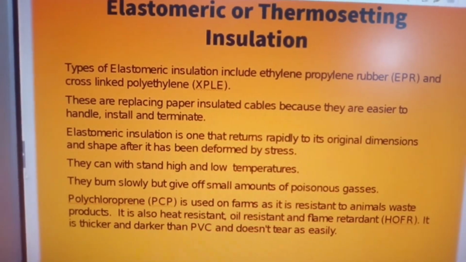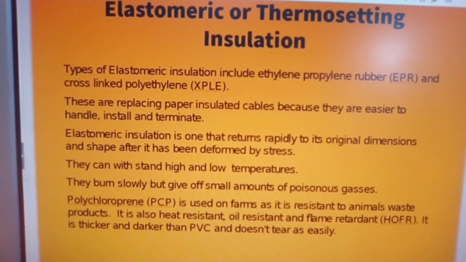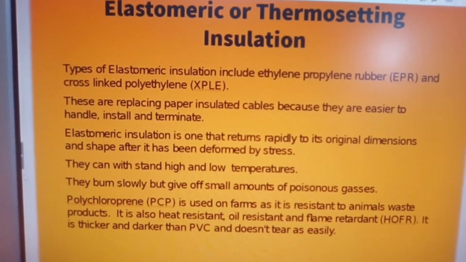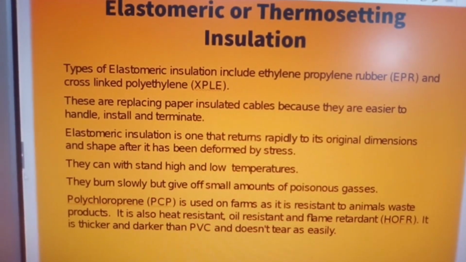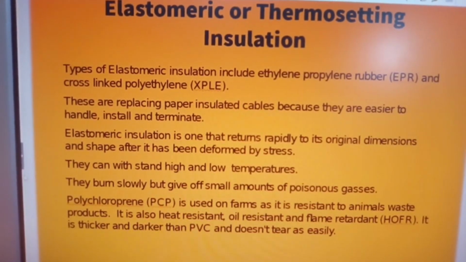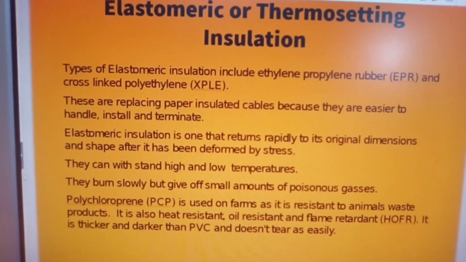So elastomeric insulation is one that returns rapidly to its original dimension and shape after it has been deformed by stress. They can withstand high and low temperatures. They burn slowly but give off small amounts of poisonous gases.